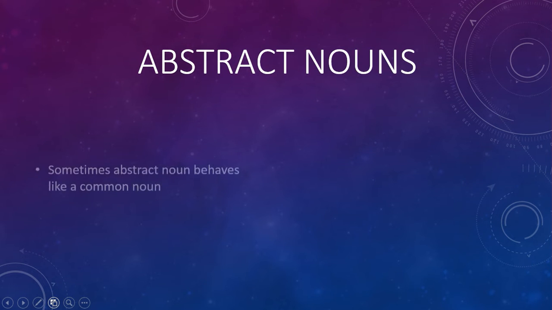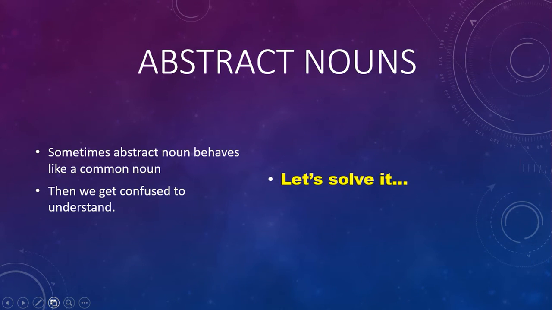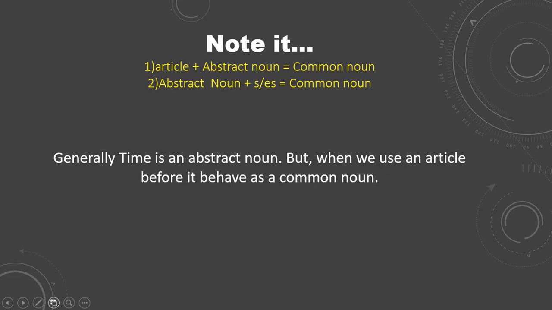But sometimes an abstract noun behaves like a common noun. Then we get confused to understand it. Let's solve it. Firstly, note it: article plus abstract noun is equal to common noun, and abstract noun plus 's' or 'es' is equal to common noun. And generally, time is an abstract noun, but when we use an article before it, it behaves as a common noun. Let's see examples.